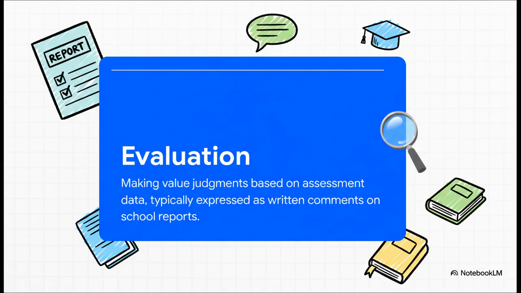And right at the top, the final step is evaluation. This is where we make that ultimate value judgment about worth or progress. And it's all based on the data we just interpreted in the assessment. It's that final written comment on the report card that says something like, "Excellent progress in spelling, showing a real mastery of complex words." It's the final verdict.